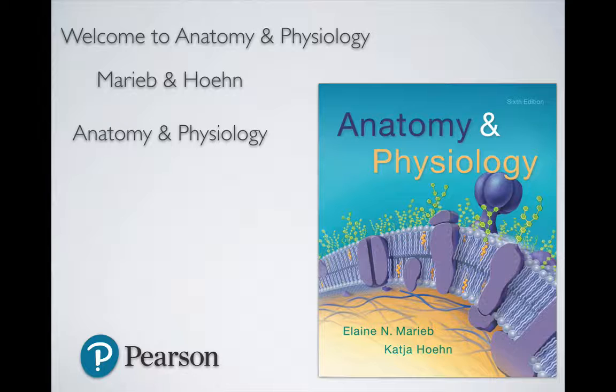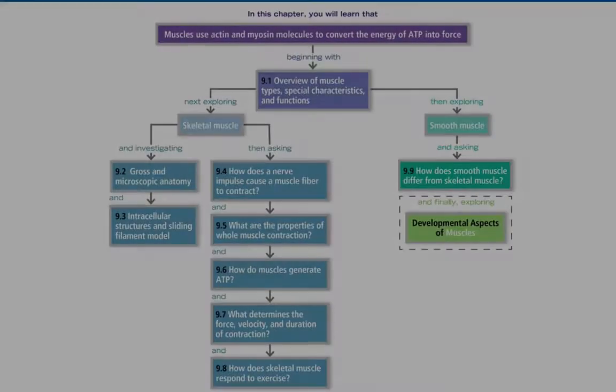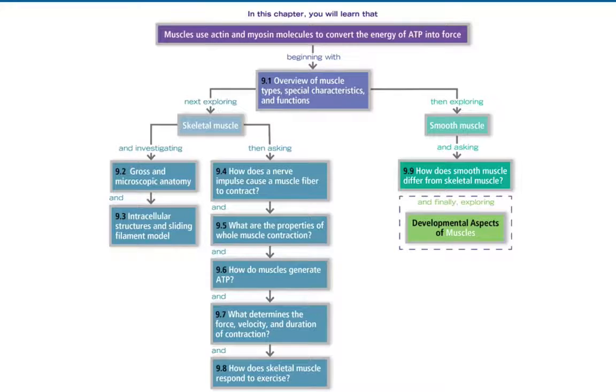Your professor has chosen Marieb and Hoehn's Human Anatomy and Physiology, the most widely used and trusted A&P textbook and technology for you. There's a lot to learn in A&P, but to help you with comprehending it all, each chapter begins with a visual roadmap like the one you see here to help you process this information in an easy-to-understand way.